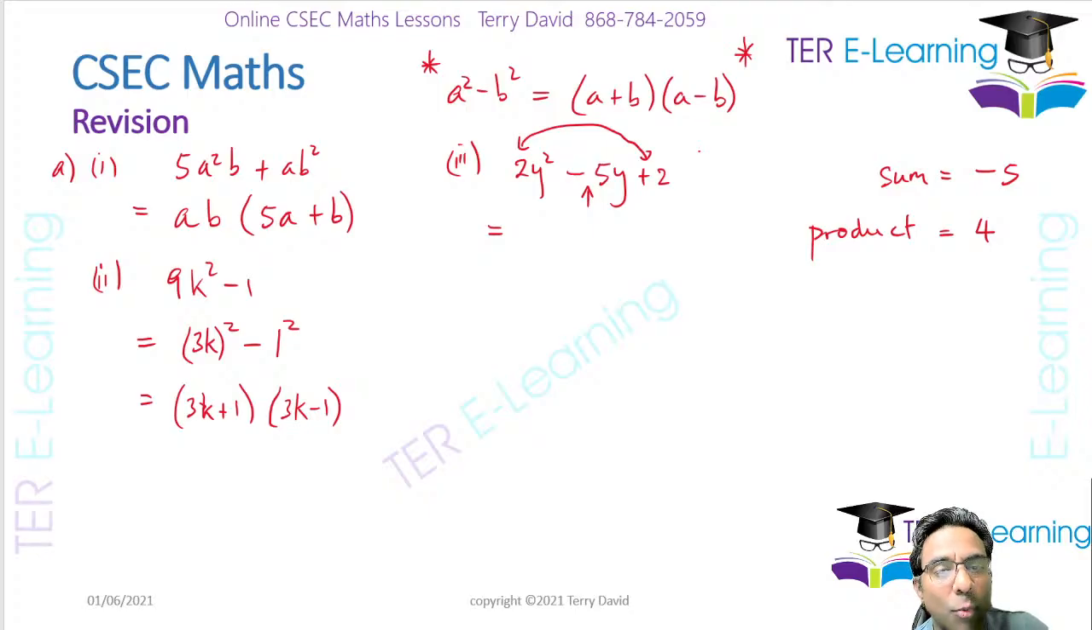Can you all tell me what are those two numbers? What two numbers am I looking for? Sum is minus 5, product is 4.